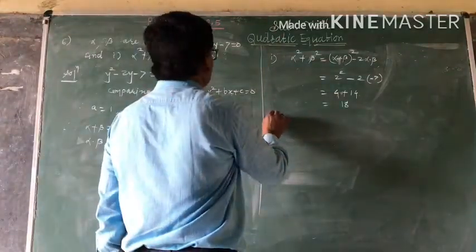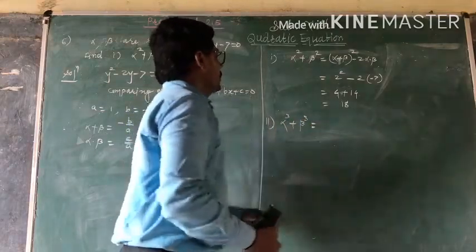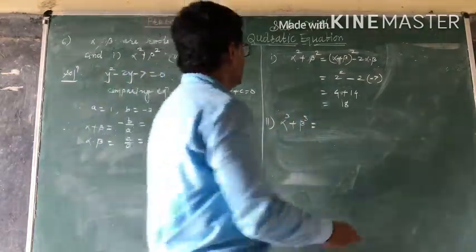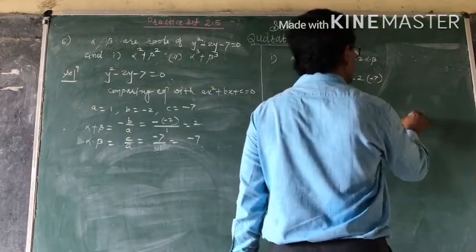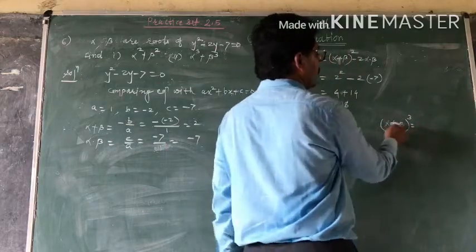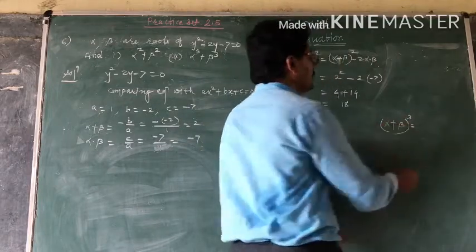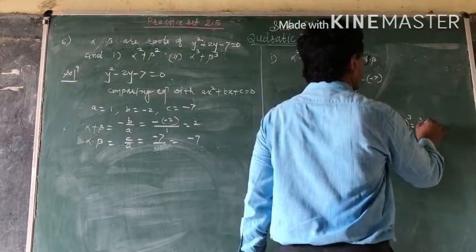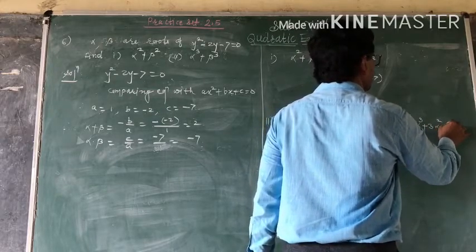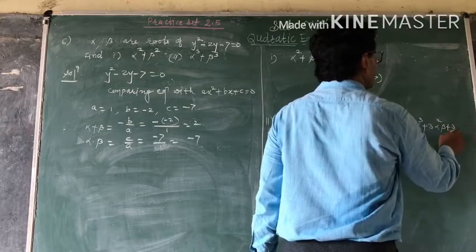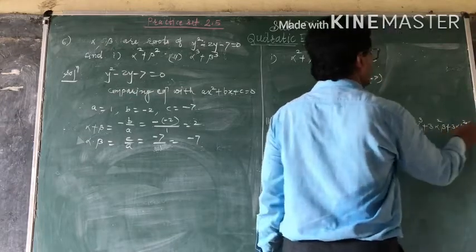And in the same way, the second one is alpha cube plus beta cube. Here also two terms are coming in the cube of the sum of two terms. And what is the formula? (alpha plus beta) cube is equal to first term's cube plus 3 into first term square into second term plus 3 into first term into second term square plus second term cube.